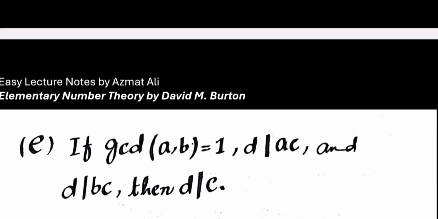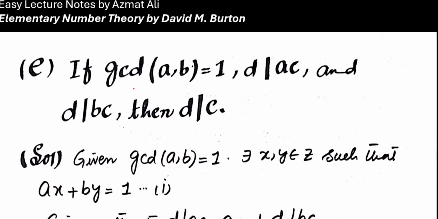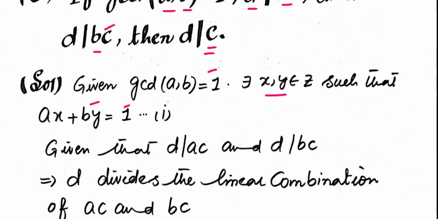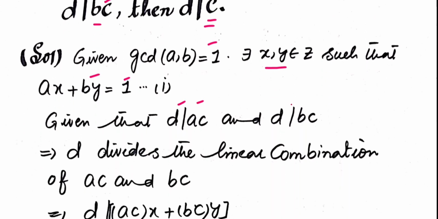E part. In E part, we have to show if GCD of A and B is equal to 1, if D divides the product AC and D divides the product BC, then D must divide number C. That is the common factor in both divisions. It is given that GCD of A and B is equal to 1. There exist integers x and y such that we can write Ax plus By is equal to 1. Say this is equation number 1. It is given that D divides AC and D divides BC. This implies D divides the linear combination of AC and BC.